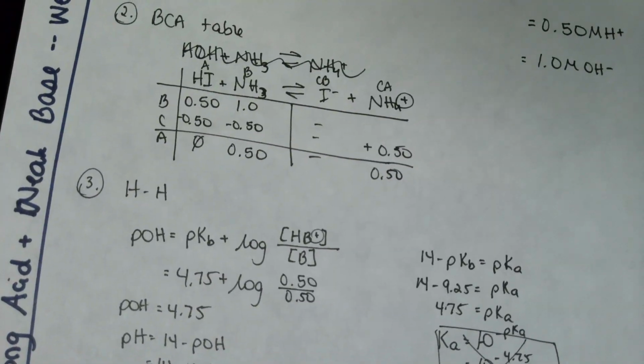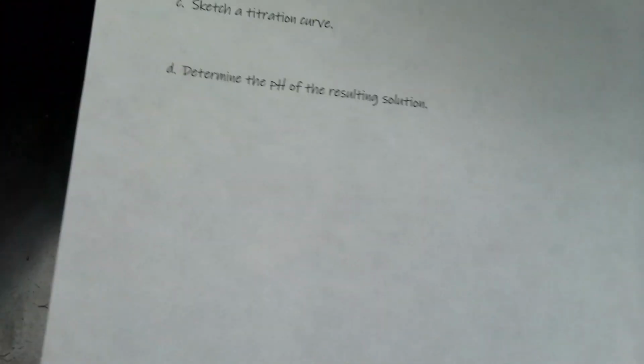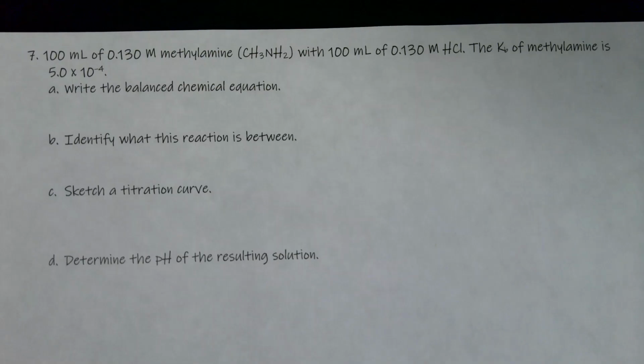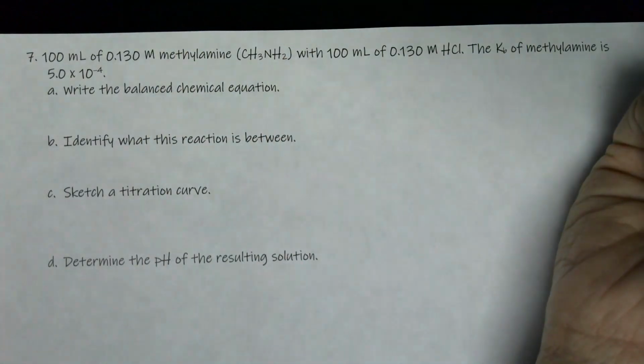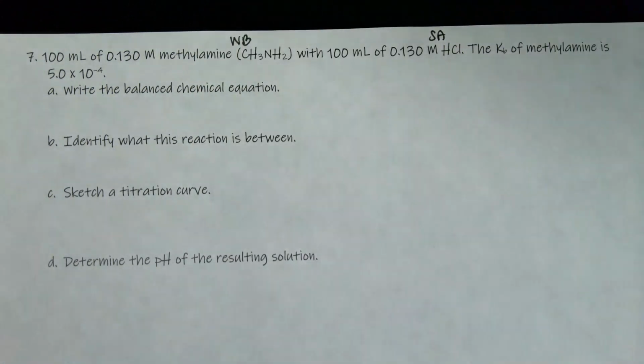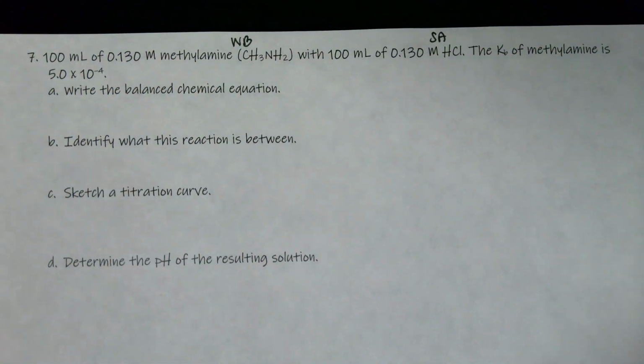All right, looking at number 7. Methylamine is not one of the bases that we had seen, so that must be a weak base. This HCl is a strong acid. So when we are looking at this, we can figure out what the reaction is. I would hope that at this point you feel so confident that you can just attempt these on your own. And that would be absolutely amazing. I'm assuming you did. Great.